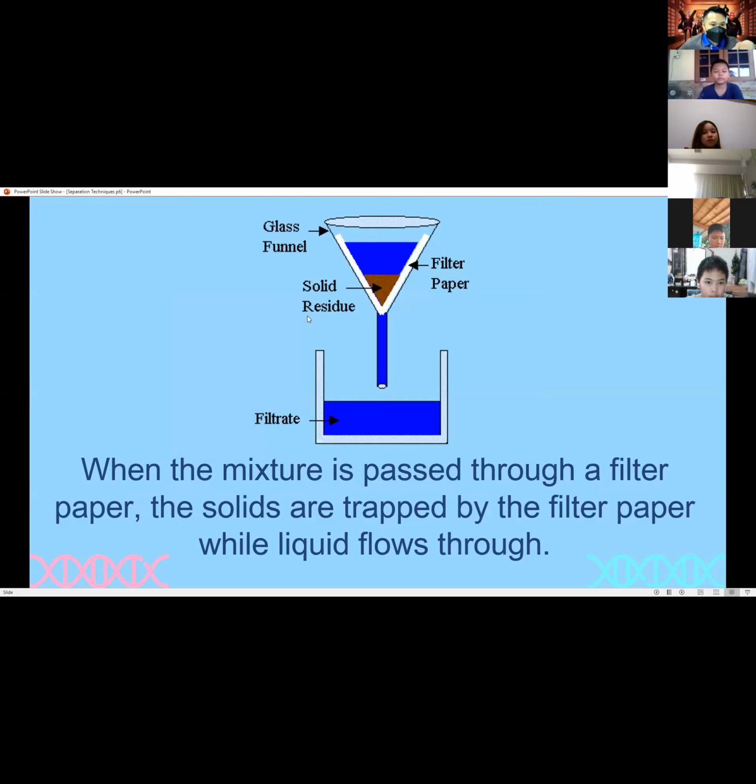Just like this. So the glass, this is the funnel. This is the filter paper, the color white. And then when you put the water, the blue is the water, and this is the residue, or the mud or the soil. Okay? So when the mixture is passed through a filter paper, the solids are trapped by the filter paper while the liquid flows through. So the liquid will go through here. Okay?